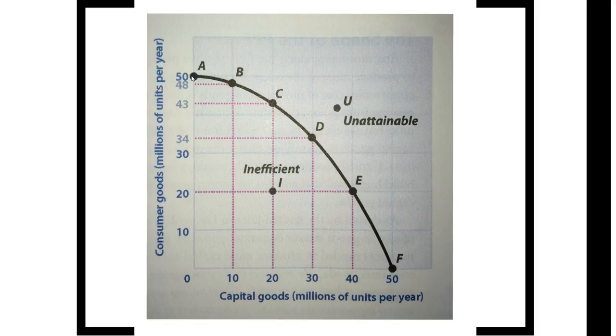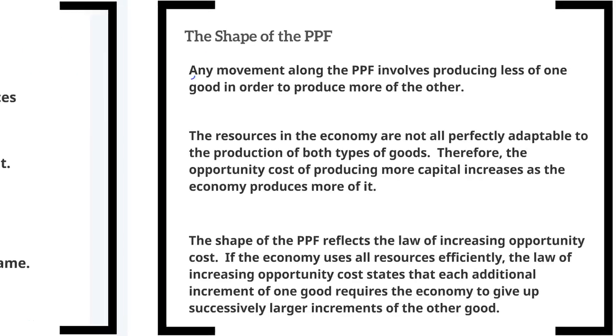Okay, excuse me, it's a lot of information to take in. So incidentally, if resources were perfectly adaptable to the production of both types of goods, the amount of consumer goods sacrificed to make more capital goods would remain constant. In this case, the PPF would be a straight line, reflecting a constant opportunity cost along the PPF.